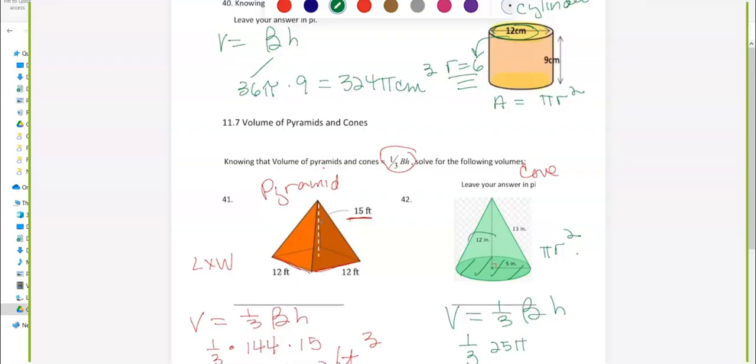The height is the 12. Ignore the 13. That is not the height. This is extra information. Multiply those 3 terms together. So I have 25 times 12, and then I divided that by 3, and I'm getting 100 pi. They say leave my answer in pi, and my units this time were inches, so they're going to be cubic inches. Okay, and that finishes this video.